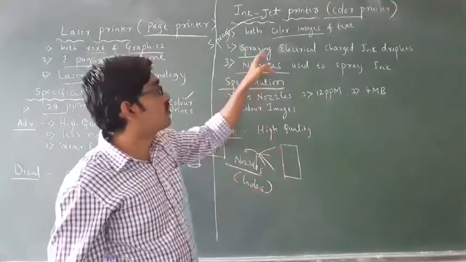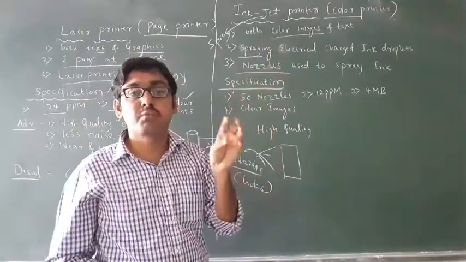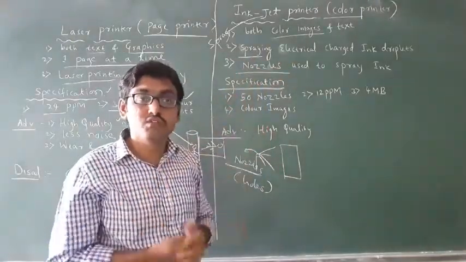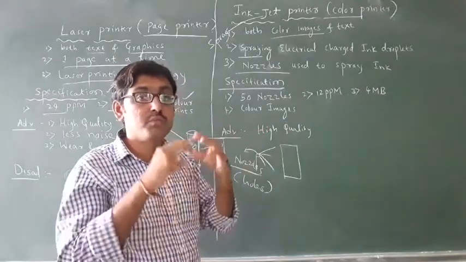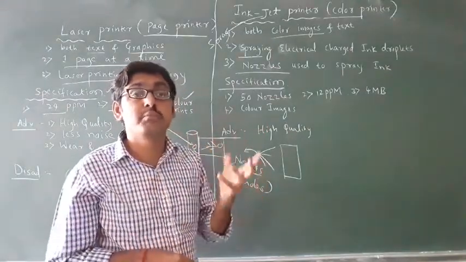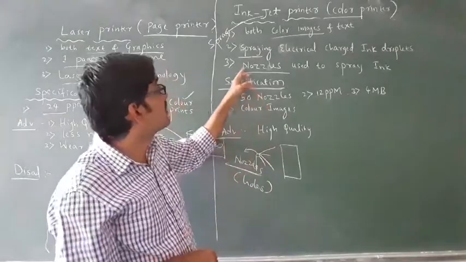You have to spray electrically charged ink droplets on the paper. Automatically the images will be created and produced on the paper. This is how these work.